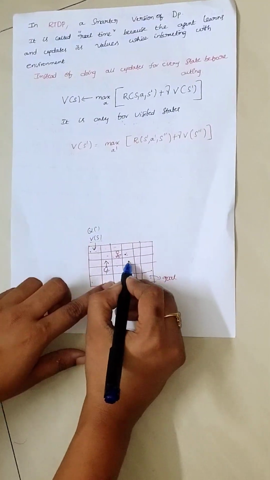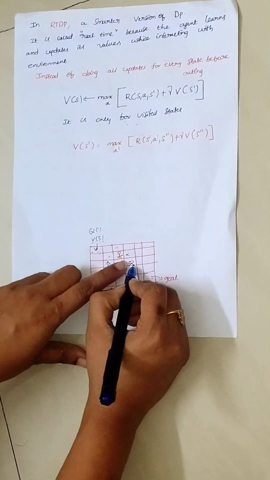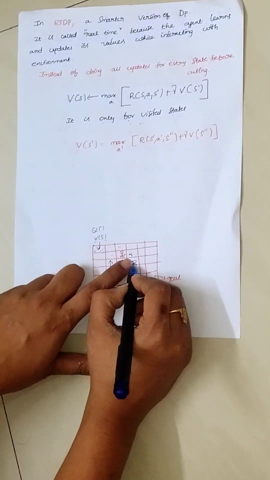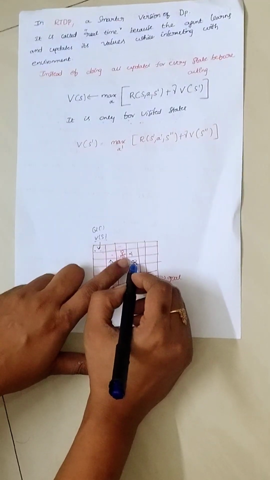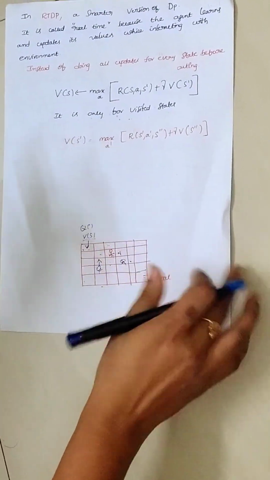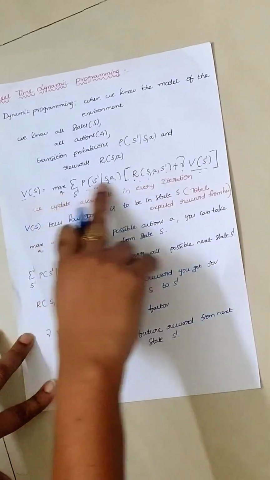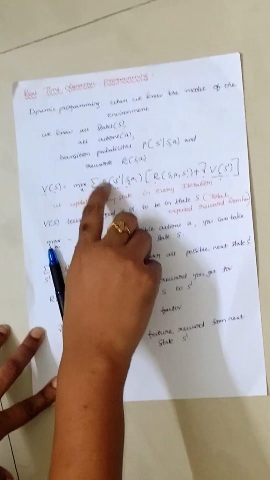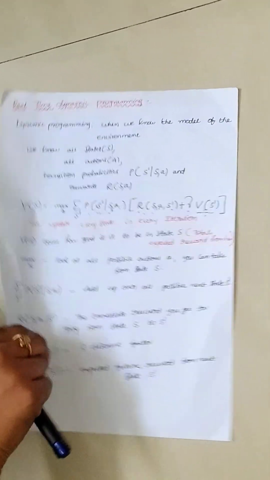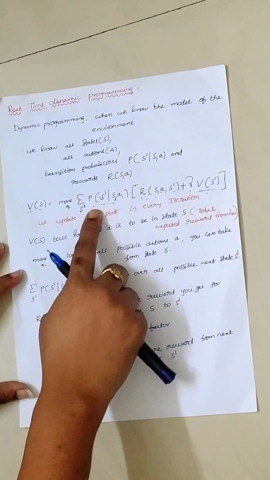Suppose now I am here, calculating the actions. By taking the actions, I am calculating the V of s value. V of s dash means suppose from here I move to this s dash. What will be the future reward? So here one more time the loop iterates. So this is the V of s. Like this we have to calculate for all the 4 actions. Whichever action gives the highest value, for this particular state we update this value. So that is dynamic programming.